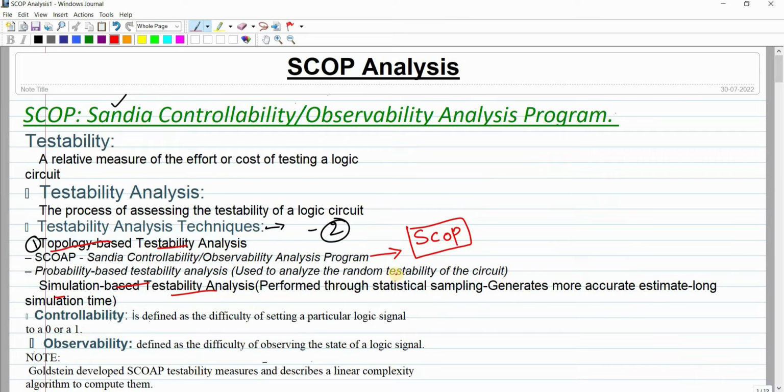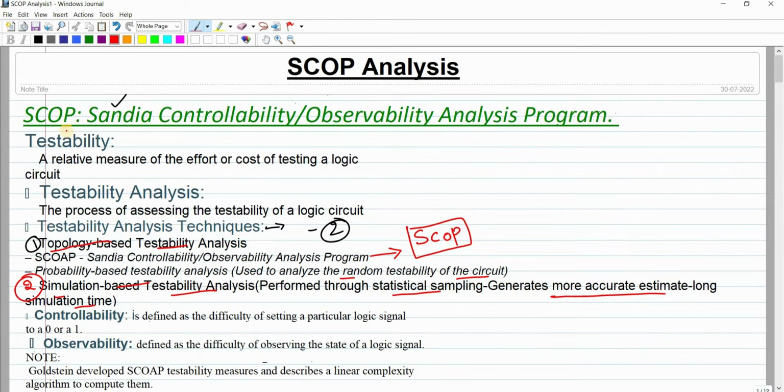We have another topology based testability analysis technique along with SCOAP, that is the probability analysis technique, which is generally used to analyze the random testability of the circuit. Another technique that we have is the simulation based testability analysis technique, which can be performed through statistical sampling. It can generate more accurate estimates, whereas the major disadvantage is that it requires a long simulation time. So this is about the testability analysis techniques. Simply remember, guys, SCOAP analysis is one of the testability analysis techniques.